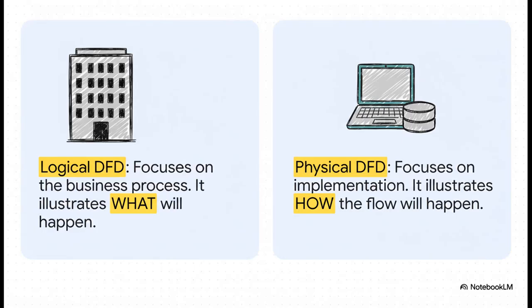DFDs really come in two main flavors. First, you have the logical DFD. This one is all about the business process, the what. It would show a process and just call it store application. Then you have the physical DFD, which is about the technology, the how. It would get specific and say that store application means saving a PDF file to a server. You always start with the logical to make sure you understand the business, then you move to the physical to figure out how to build it.